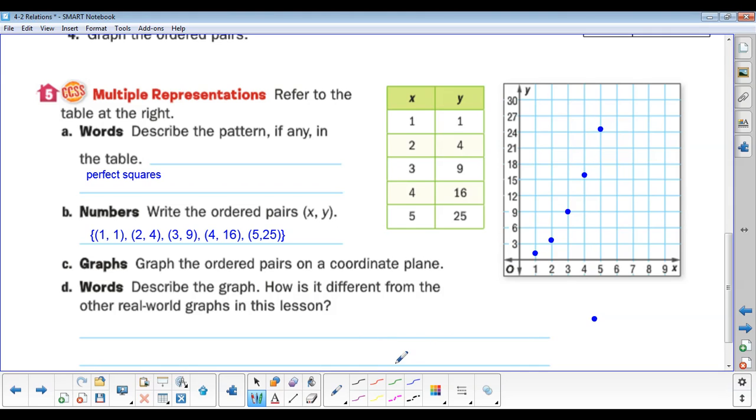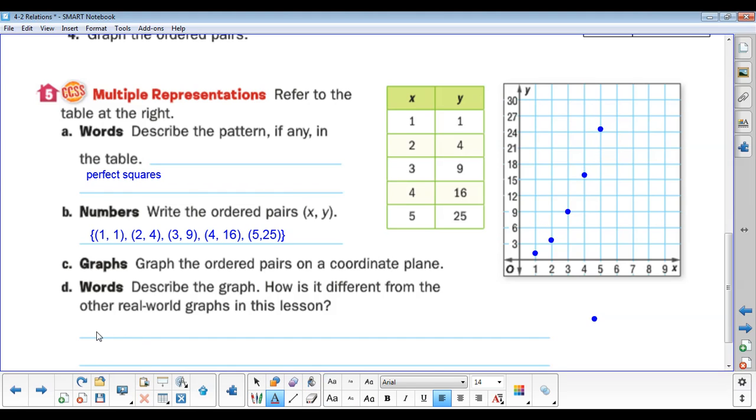Well, all the other graphs we've had in this lesson have been lines. They've gone pretty much straight. But this one, if we go to connect the dots, kind of scoops upward. So it's not exactly linear. We wouldn't call it linear. It is still a relation, because keep in mind, a relation is any set of ordered pairs. So it still meets that specification, but it isn't linear.